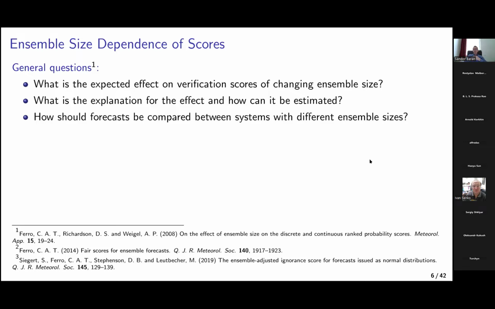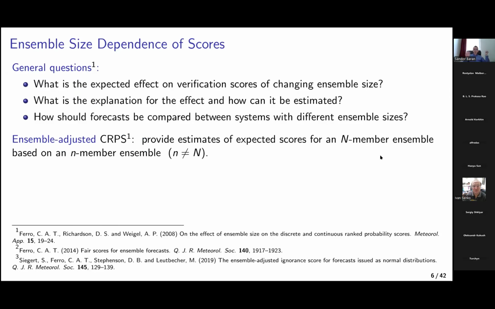The next question is, what is the explanation of this effect? How can it be estimated? And another thing, how should the forecast be compared between systems with different ensemble sizes? ECMWF uses 51 members, whereas the German Met Service uses more members, and the Hungarian Met Service uses 11 members. And if we want to compare the skill of forecasts for the same location, so the matching forecast, then we have to take into account these differences in the sample sizes.